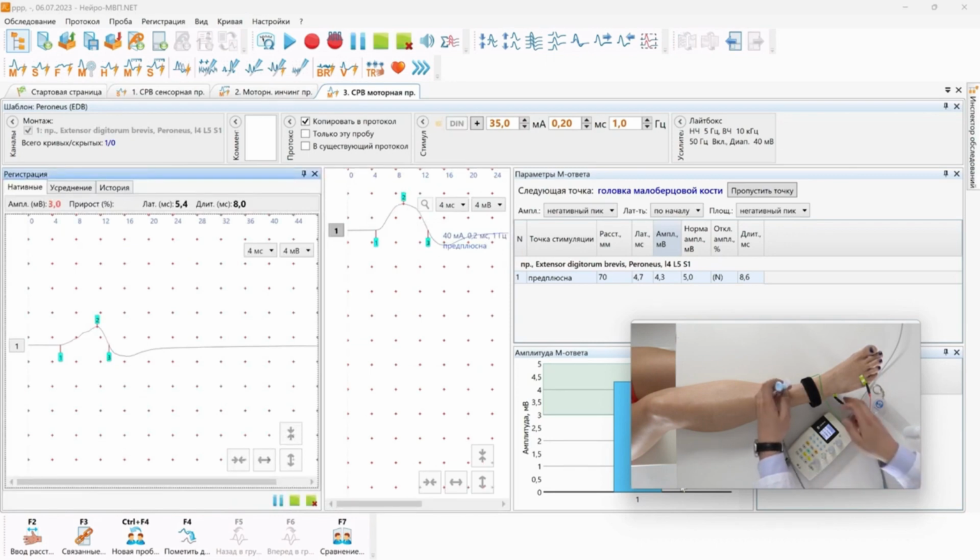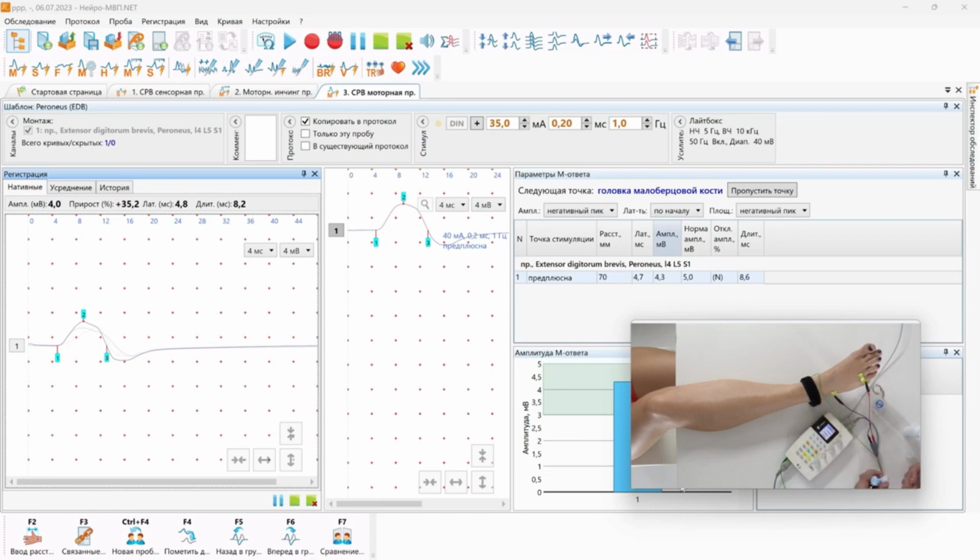This indicates that we shifted to the wrong point. Let's try to shift it a little higher. Let's repeat the stimulation. Amplitude is 2.9, even less. Therefore, initially, I was exactly on the motor point at the level of the extensor digitorum brevis muscle belly. Let's double check. Yes, the amplitude is 4 millivolts. Therefore, the motor point is located precisely in this part.